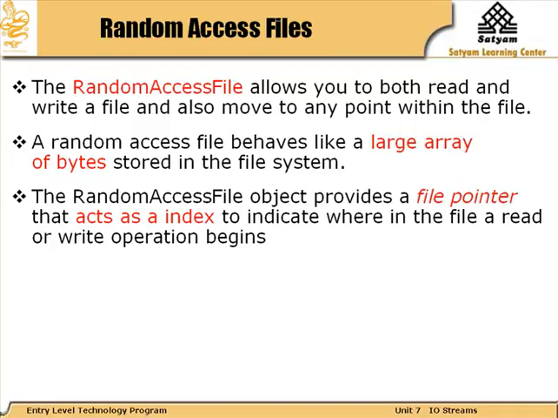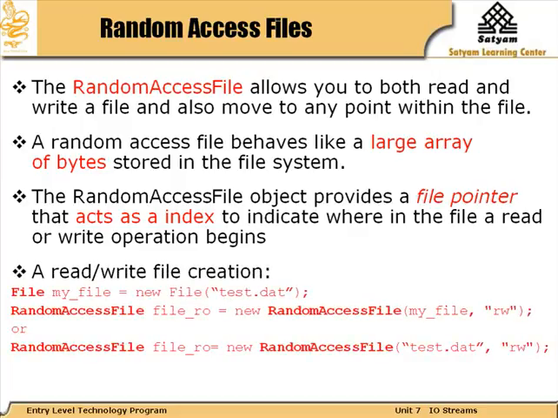Now let's look at the syntax to create a random access file object. You can create an object of RandomAccessFile by passing the file object or also by passing the file name, as you see here in this slide. Here I am creating a file object and passing the same to the RandomAccessFile. And here I am directly passing the file name. This signifies the mode of operation. RW means read and write.